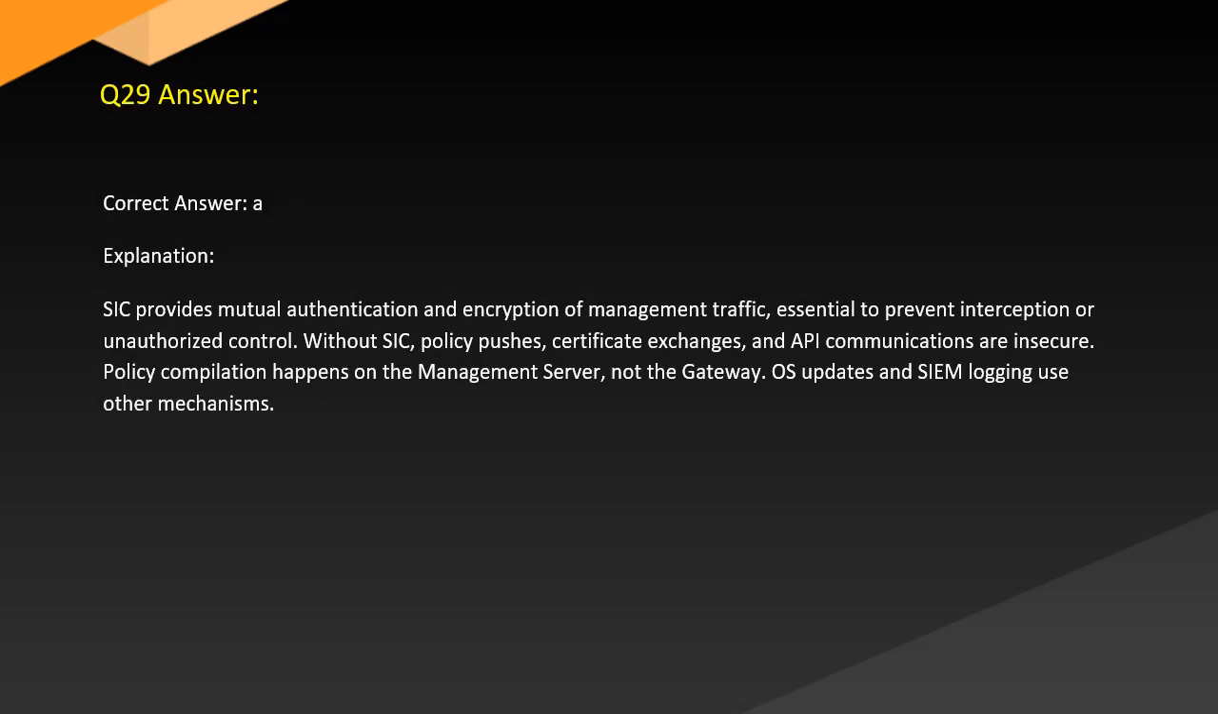Answer. Correct answer: A. Explanation. SIC provides mutual authentication and encryption of management traffic, essential to prevent interception or unauthorized control. Without SIC, policy pushes, certificate exchanges, and API communications are insecure. Policy compilation happens on the management server, not the gateway. OS updates and server logging use other mechanisms.